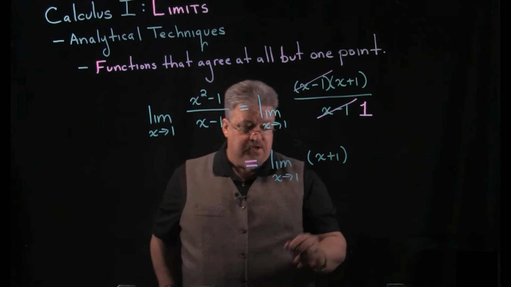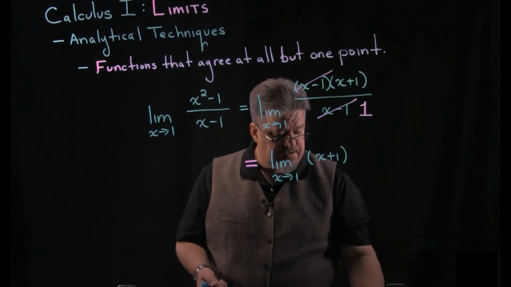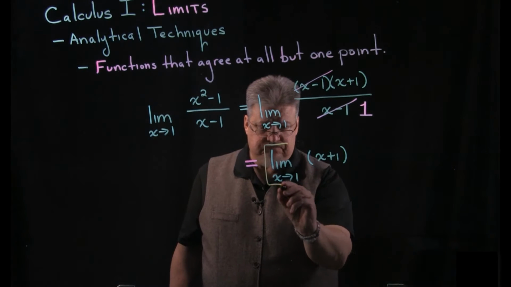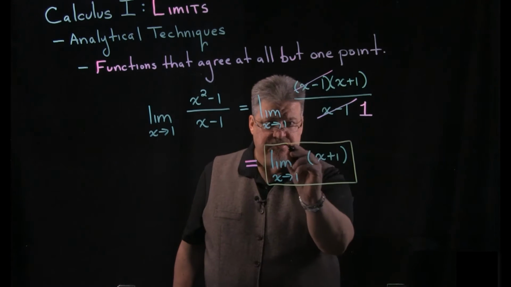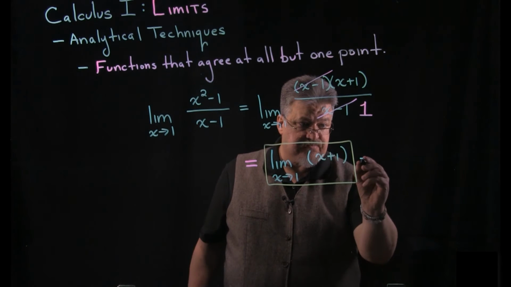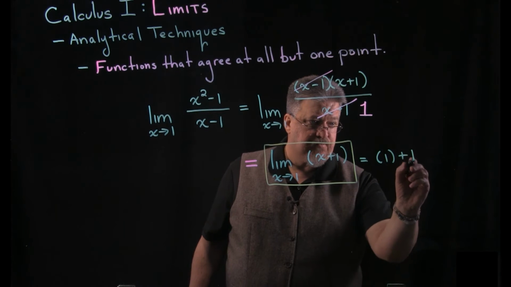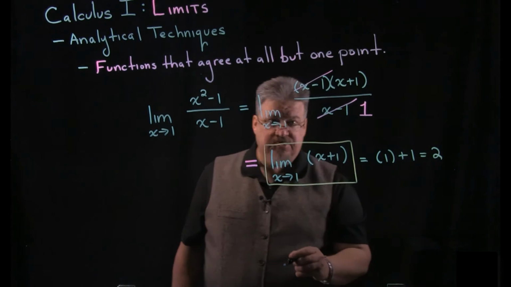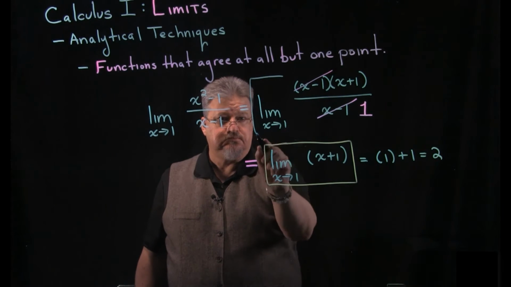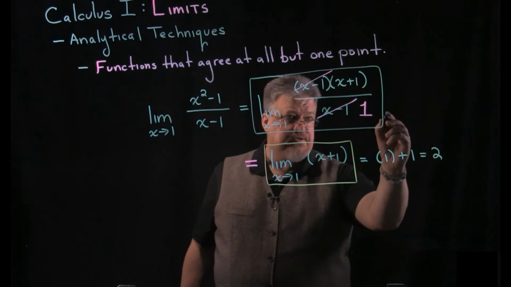Okay, now, clearly x plus 1 is a polynomial. So this limit can be obtained by functional evaluation. Namely, we can just plug in the 1 for x, and we get an answer of 2 for the limit. Now, the question is, why is this limit equal to this limit? This is the question.